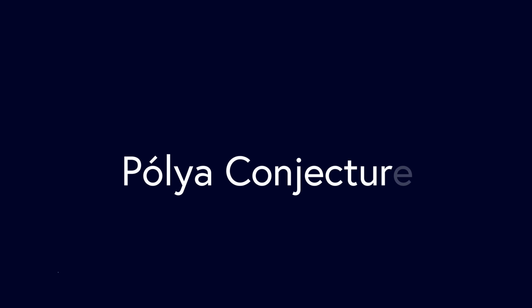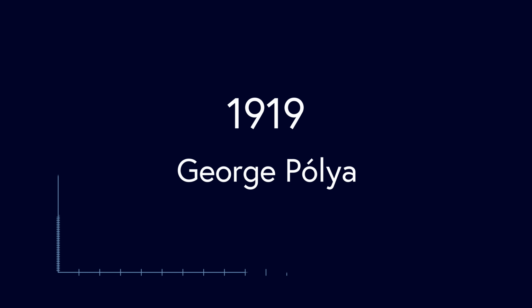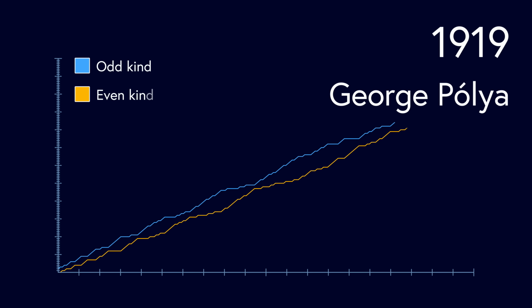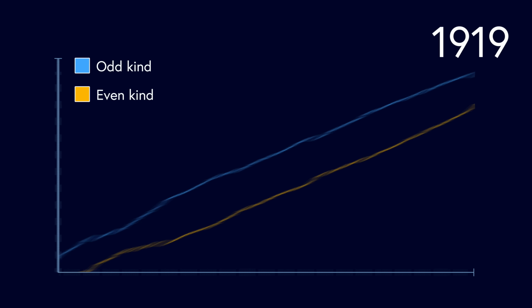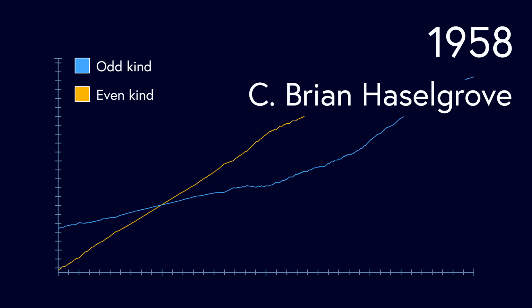I mean, the Polya conjecture, proposed in 1919 by George Polya, asserted that the majority of natural numbers up to any given number have an odd number of prime factors. The conjecture was eventually proven false by C. Brian Haselgrove in 1958, when he identified a counterexample. What's remarkable is the value of this counterexample was 1.845 times 10 to the 361. That's some 10 to the 340 times bigger than all the numbers checked for 3x plus 1.